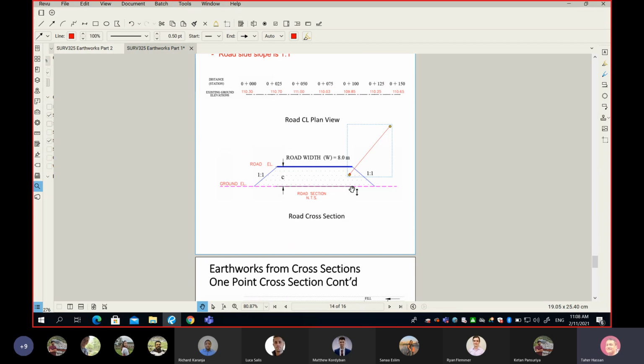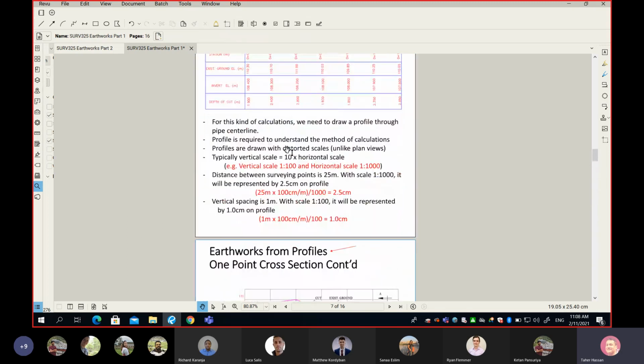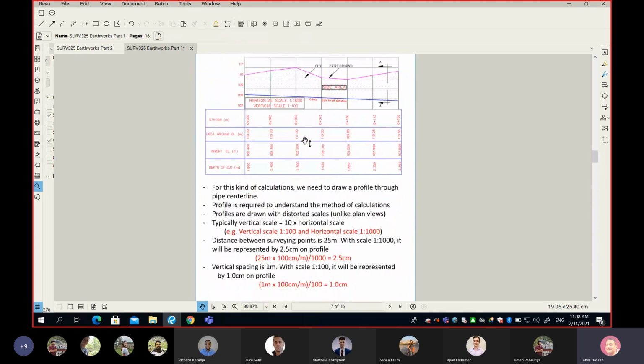I want to make sure that you understand that this method based on cross-section area is the general one. It can work no matter what, whether you have a vertical side or a side slope. And I just want to remind you, if we want to go this way on the first problem here, look at this, please.